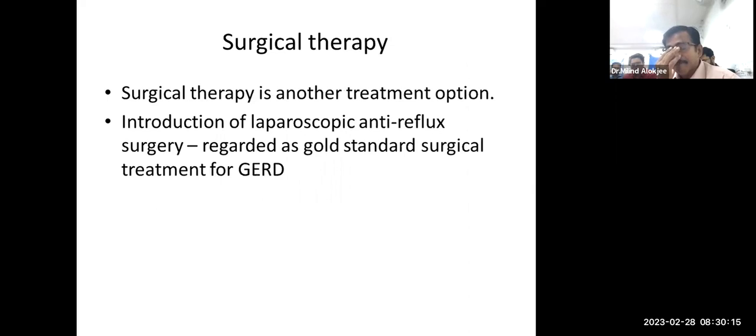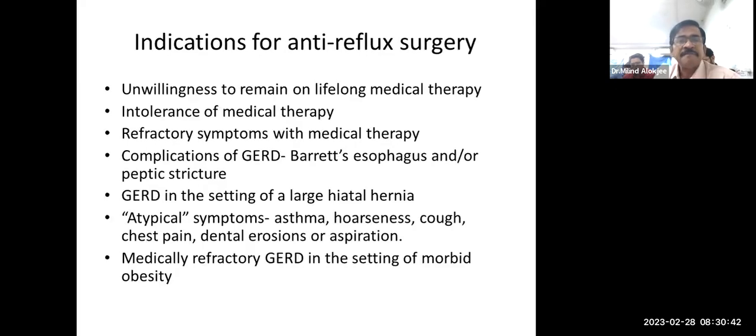So, what are the next options? If the patient is on medical therapy and not responding, or the patient does not want to continue medical therapy for a prolonged period of time, surgical therapy is another option for treatment of gastric reflux disease. The introduction of laparoscopic surgery has opened an avenue for minimally invasive treatment for GERD, and it is now regarded as the gold standard treatment for GERD.